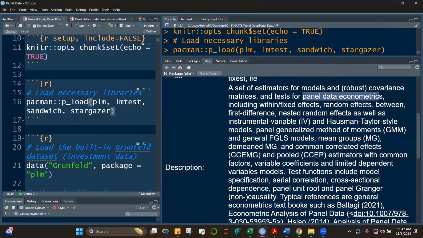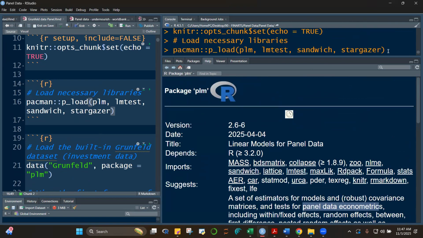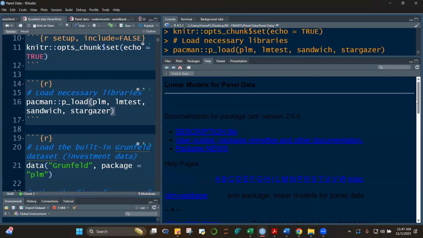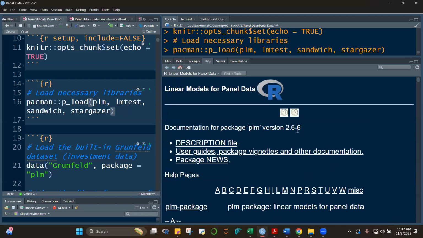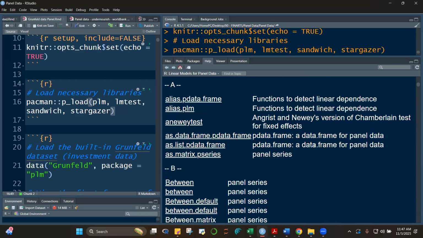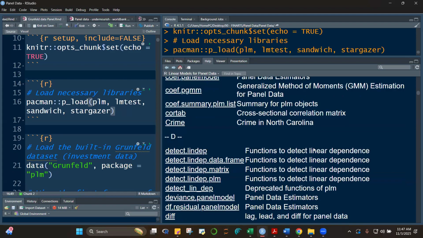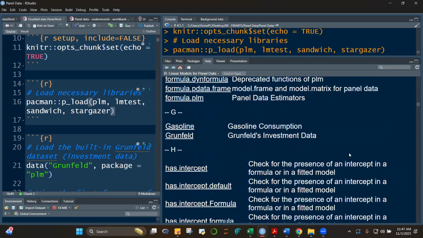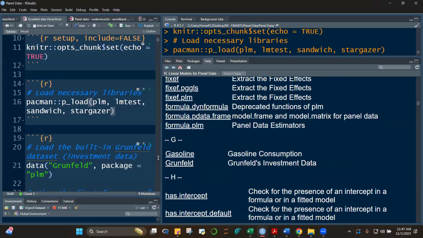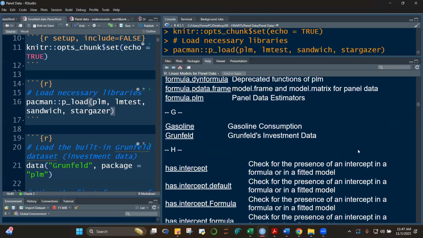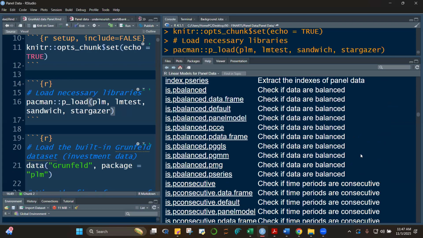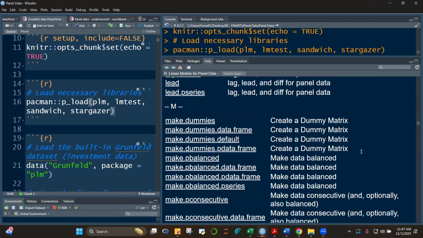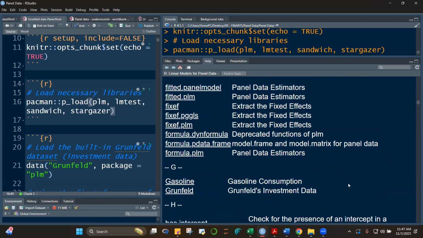Okay, so what's inside this PLM? Let me go back, and you can see here that the PLM package has some data in it. Like gasoline, Grunfeld's investment data. So we'll start with looking at Grunfeld here.